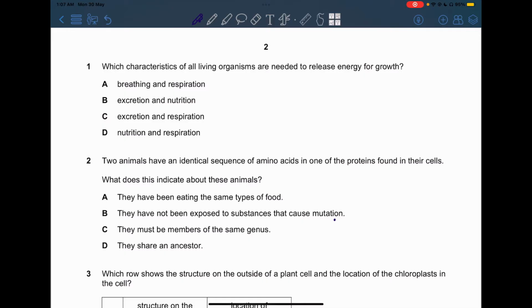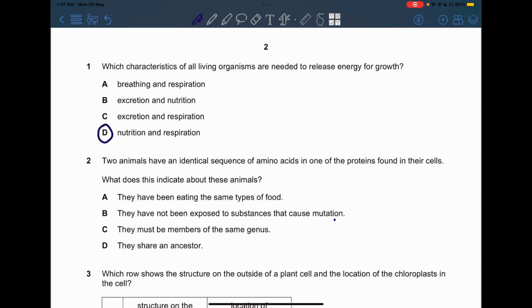Now we do know that the releasing of energy is actually done by the respiration inside of the cells, which is in the mitochondria, and the energy is actually ingested into our bodies using nutrition. So we're going to be choosing D for this question.